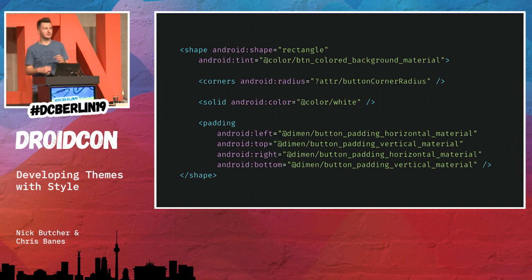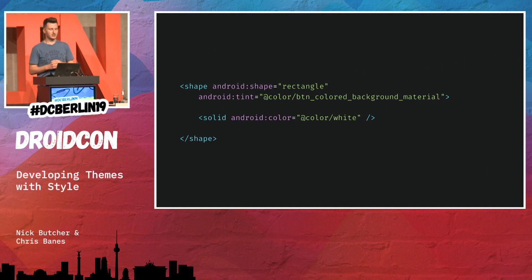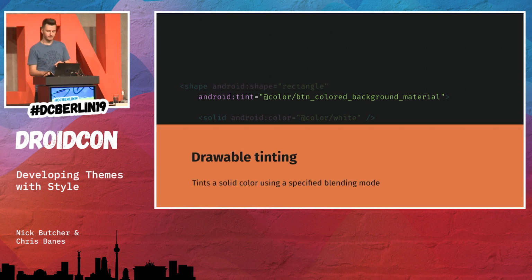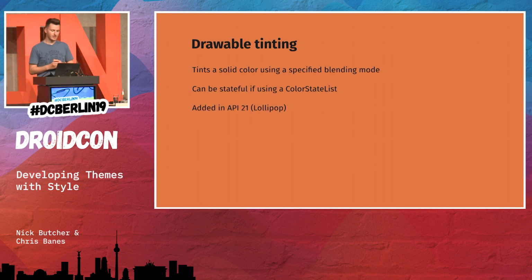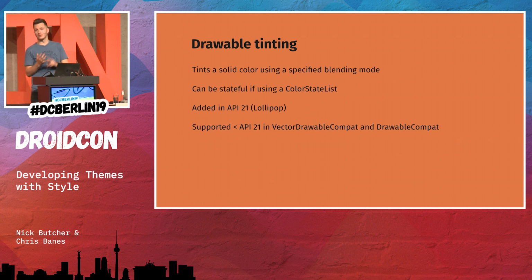So the background of the button itself is this drawable. If you remove the stuff that we don't care about here, there are two bits that are actually applicable. You might notice this Android tint attribute. And that brings us on to drawable tinting. Drawable tinting tints your drawable using a solid color, using a specified blending mode. That can be stateful if you're using a color state list, or not if you're just using a hard-coded color. It was added in API 21, so that's Lollipop, but it is supported in vector drawable compat before that, and also drawable compat if you want to wrap the drawables.